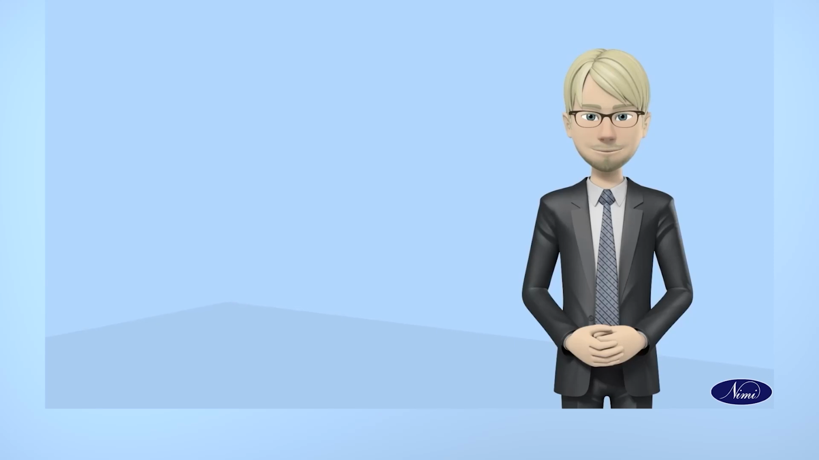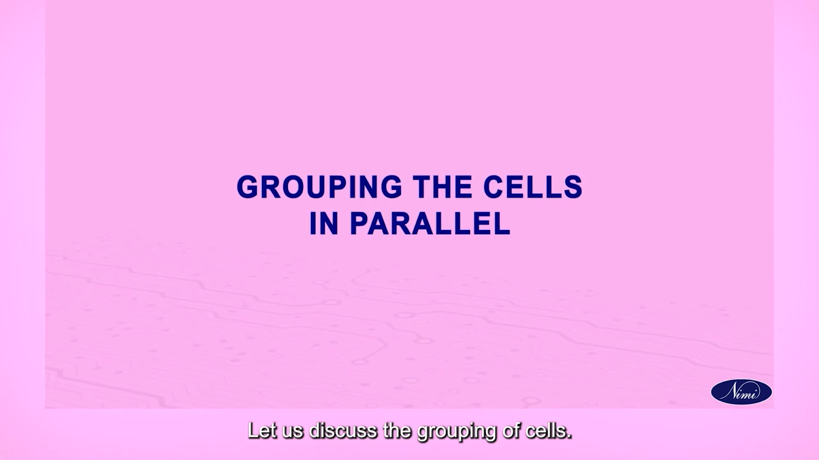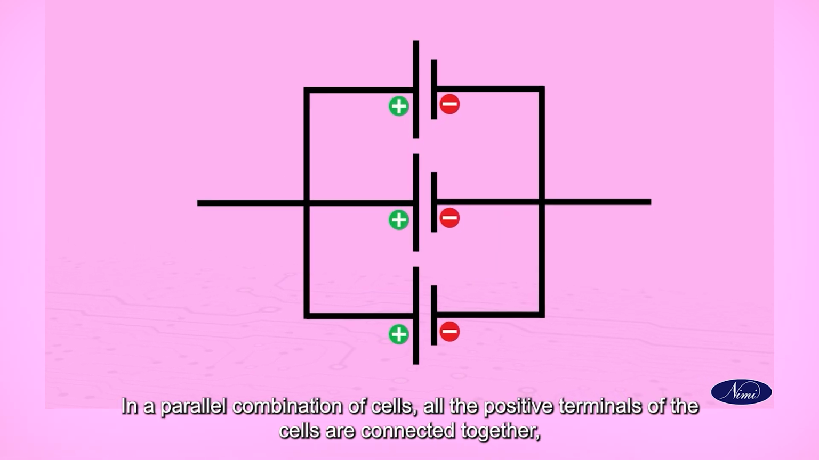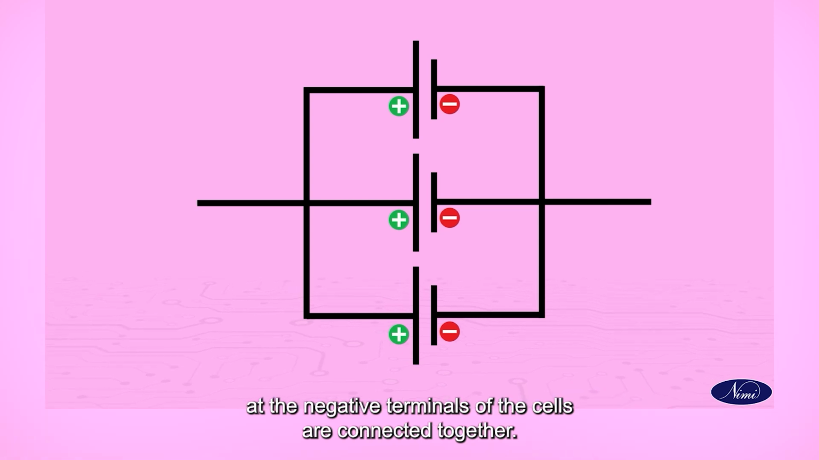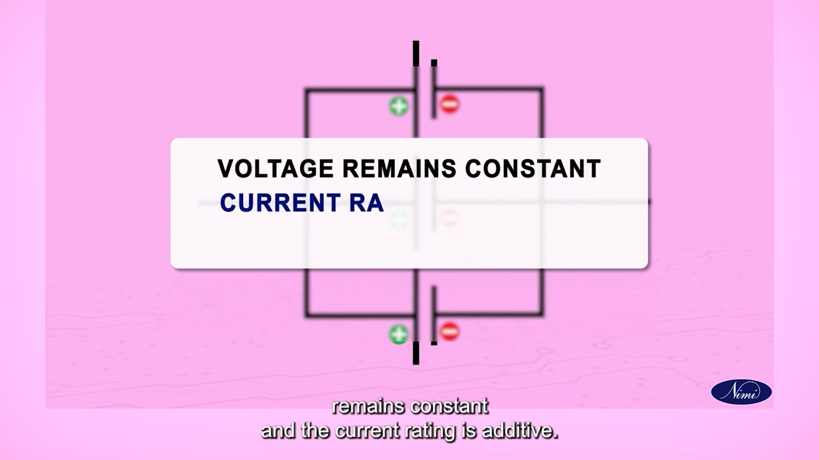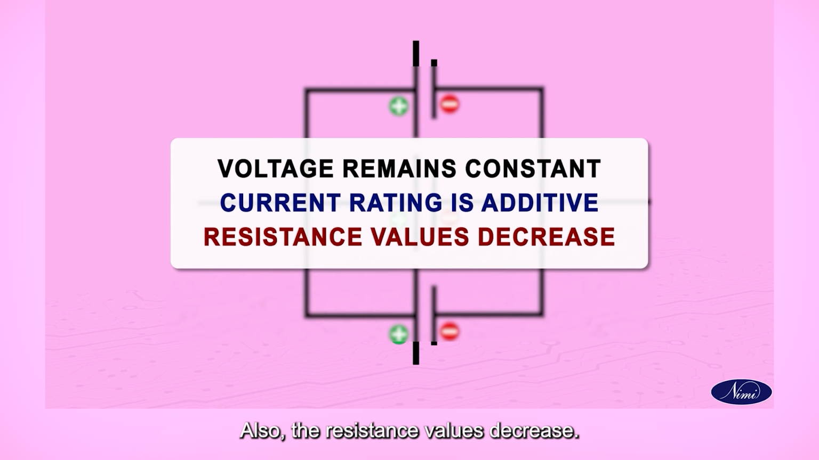Hello everyone. Let us discuss the grouping of cells in parallel. In a parallel combination of cells, all the positive terminals of the cells are connected together and the negative terminals of the cells are connected together. We know that in a parallel circuit, the voltage remains constant and the current rating is additive. Also, the resistance values decrease.